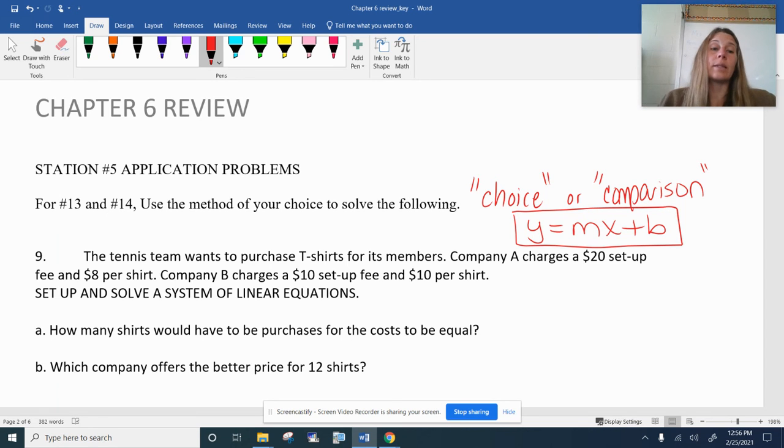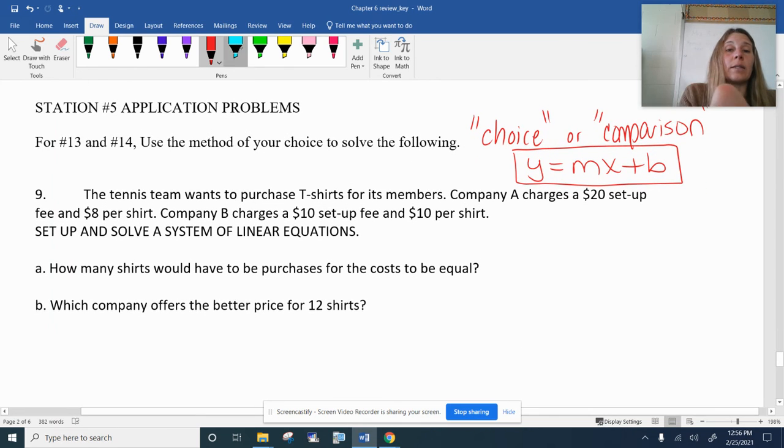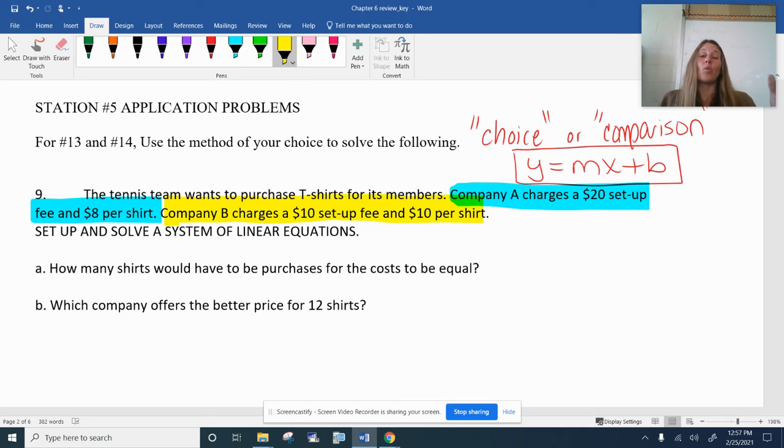And so number 9 is an example of a choice or a comparison problem. So for example, we have the tennis team. They want to purchase t-shirts. They have two options. Company A, which is charging a $20 setup and then $8 per shirt. And then you have company B, which is charging $10 and then $10 per shirt. So one company has a more expensive setup fee than the other, but then the other company has a higher per shirt price.